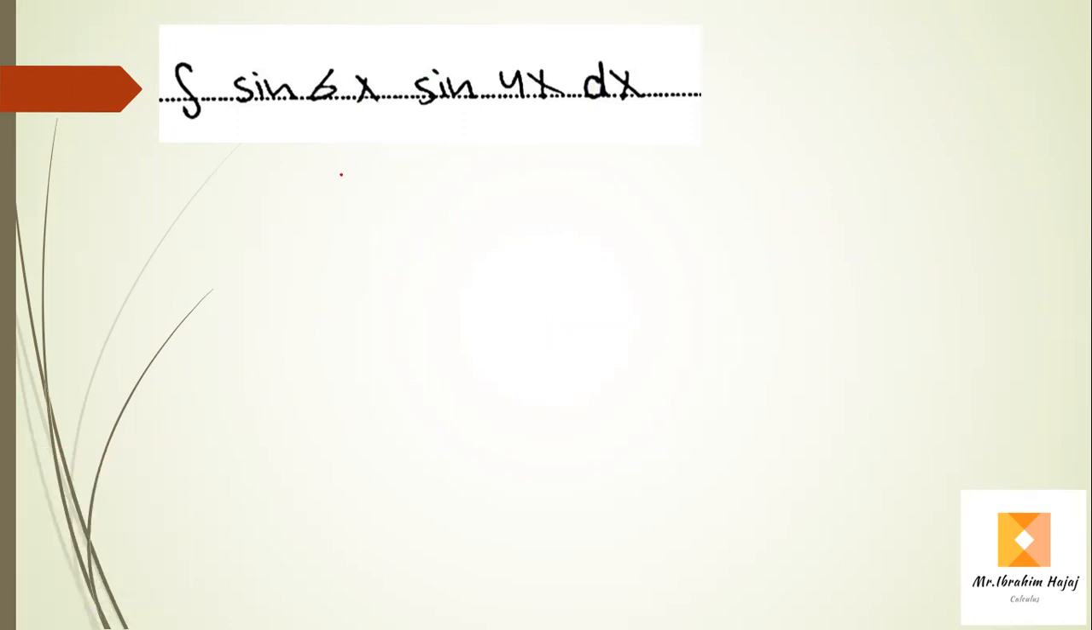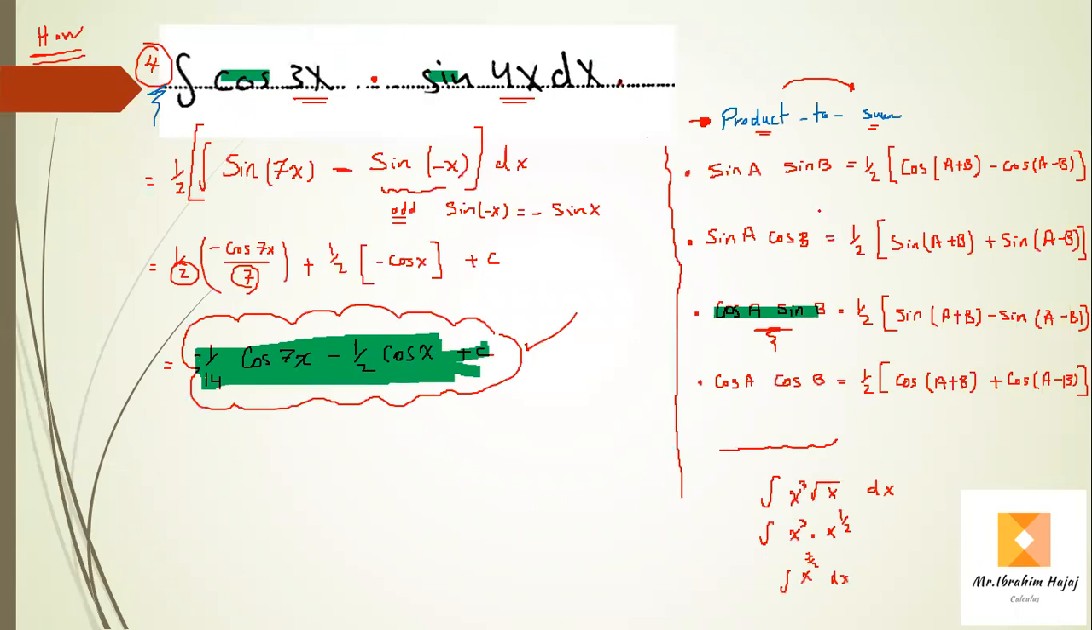Next question, we have the integral of sine 6x, sine 4x. Who can solve this question, guys? Which identity are we going to use here? We have to convert this product to what? To sum.